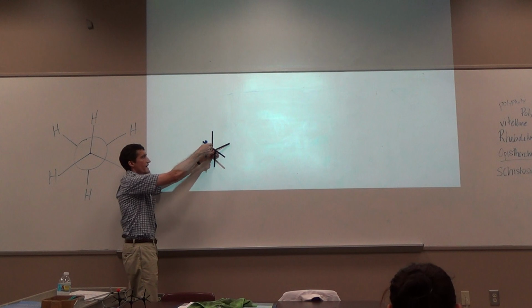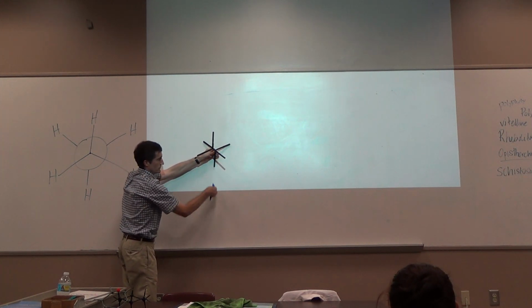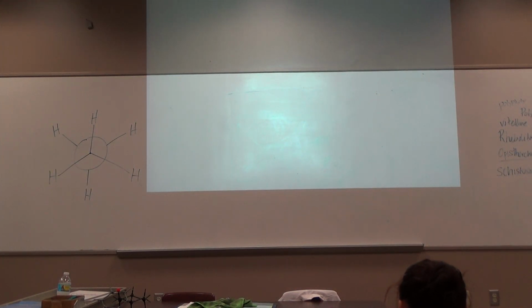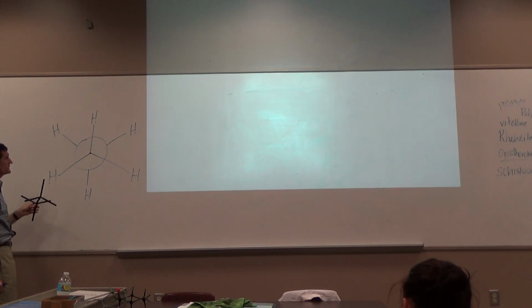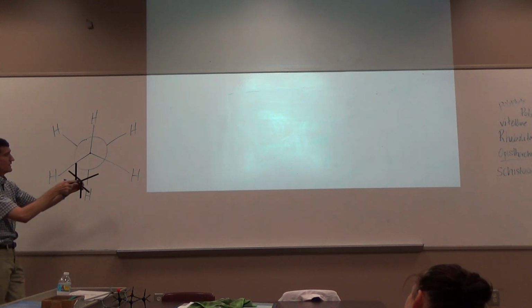Front carbon is the dot. The bonds coming off the back carbon actually come off that circle. Y'all see this? Anybody is not following me? Just so that's that. What can we see here? This is staggered.